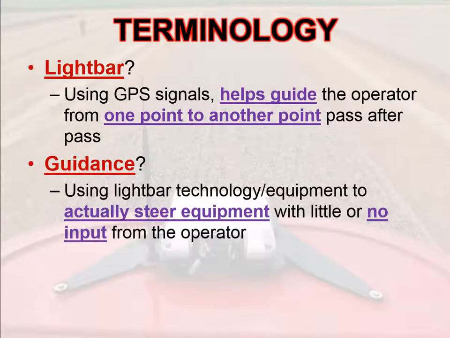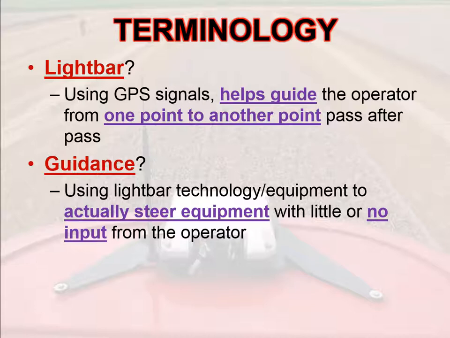A guidance system adds on to that light bar system. We're going to use light bar technology and some additional equipment so that the guidance system will actually steer the equipment, whether it's a tractor, a combine, or a sprayer. It's going to steer that equipment with little or no input from the operator. Most of the time, the operator is not having to do anything. So those are the two big terms that we'll hear going forward.